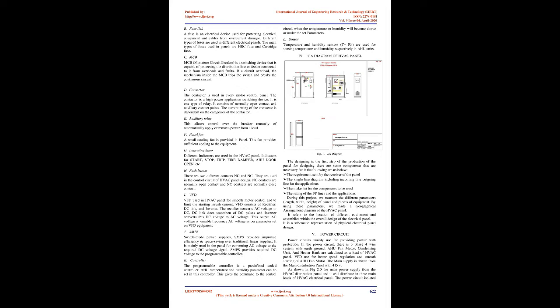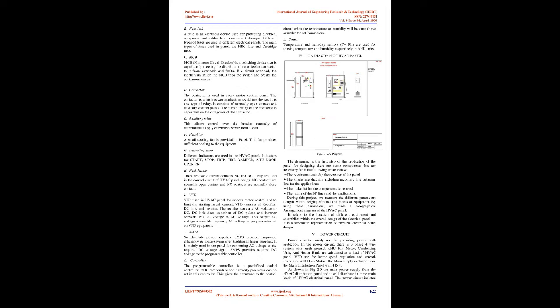PLC controller. The programmable controller is a predefined coded controller. AHU temperature and humidity parameters can be set in this controller. This gives the command to the control circuit when the temperature or humidity becomes above or under the set parameters. Sensor. Temperature and humidity sensors, T plus RH, are used for sensing temperature and humidity respectively in AHU units.